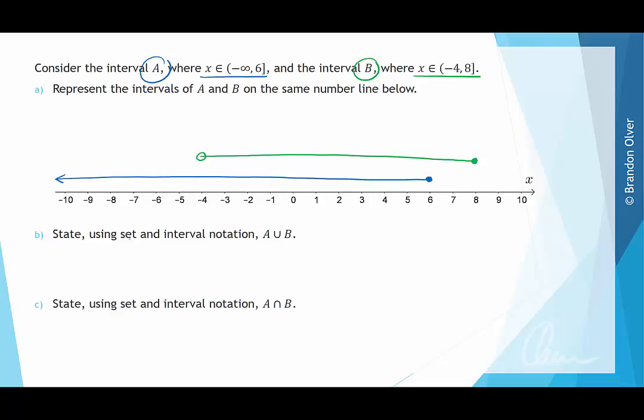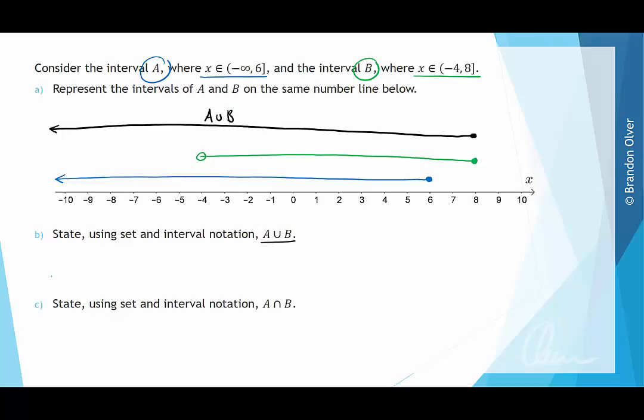Part B asks us to state using set and interval notation A union B. So the union between the intervals A and B are all the values x can take in A or in B or both. So if we look at our number line, we can go all the way from 8 included all the way down to infinity, because all of those values of x are included either in set A or in set B. So this line in black is A union B.